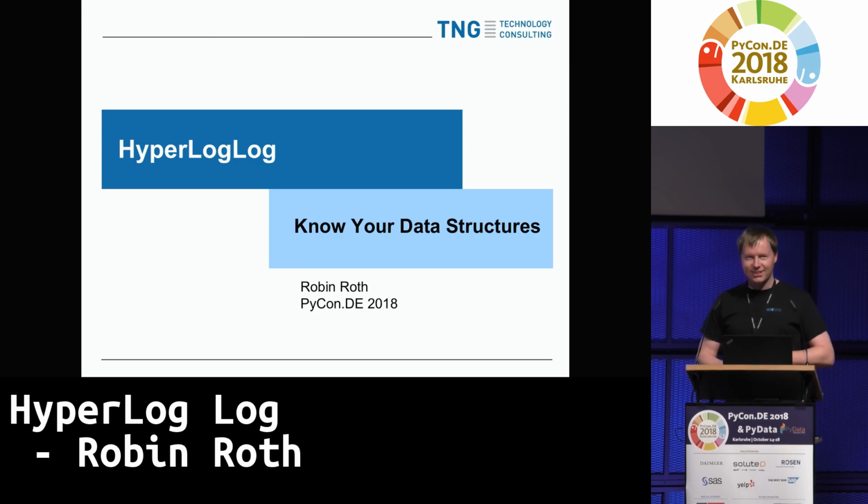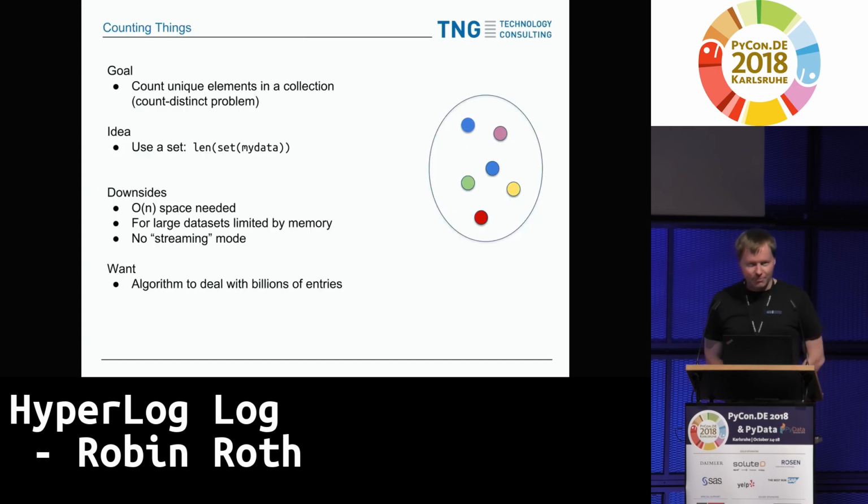So HyperLog is a data structure. It's a very basic thing, but it's not well known. I think it's really useful to know absurd data structures. So what problem does this solve? The problem is counting unique elements. So you have a collection of things, like this bag on the right, and there's some blue objects, maybe duplicates, some other objects, and you want to count how many unique objects are in there.